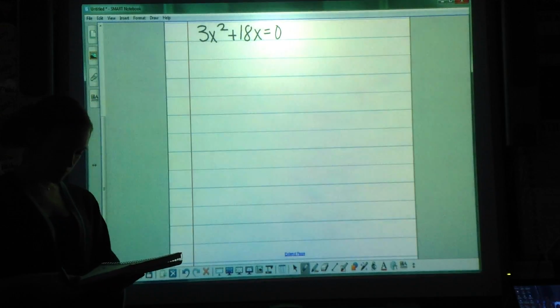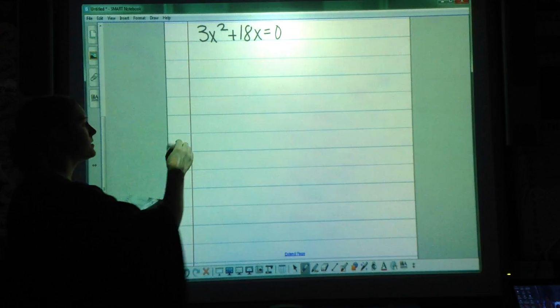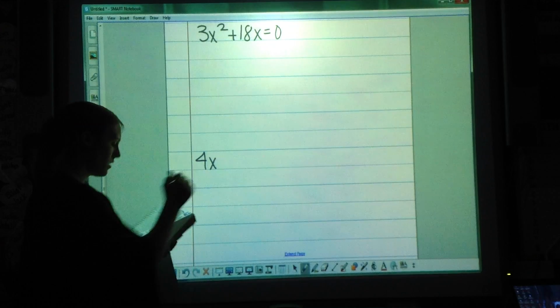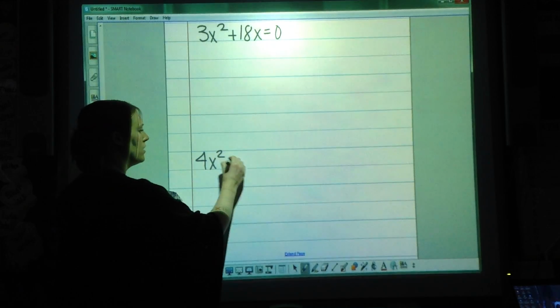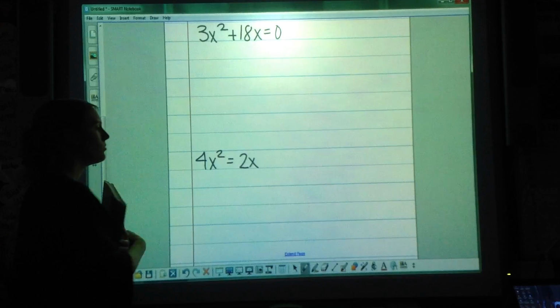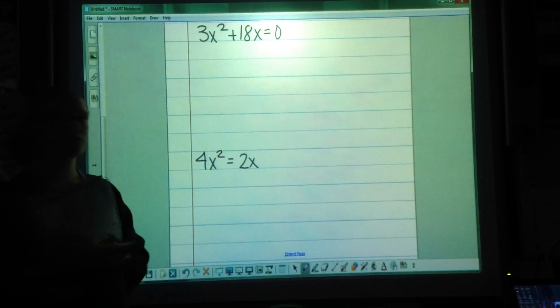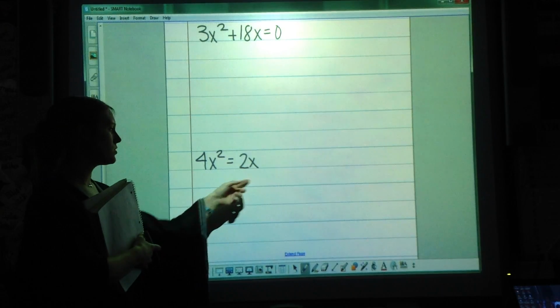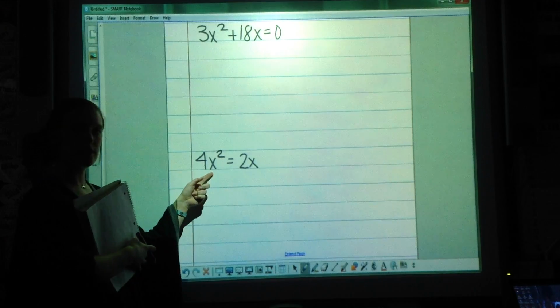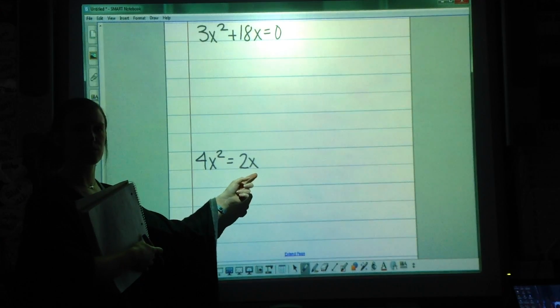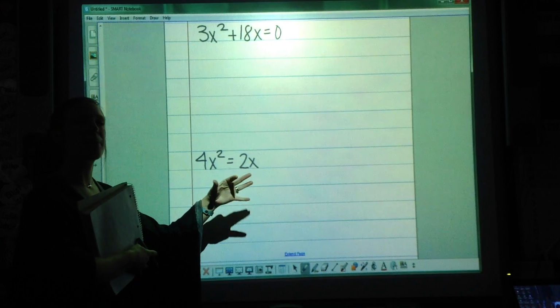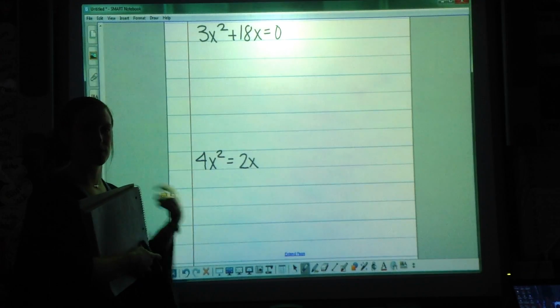Okay, I have one more type of problem to show you. Let's say you get something like this. 4x squared equals 2x. Well, our whole goal is to get x by itself, but I can't divide this by 2, it'll bring more to this side, and I can't divide this by 4 because it's going to bring more to this side. So instead, I'm going to bring all the variables to one side.